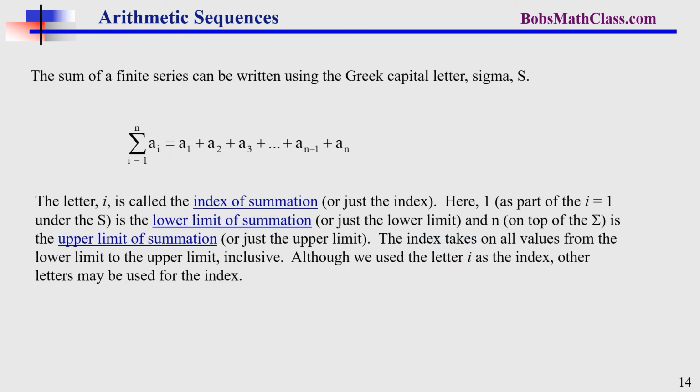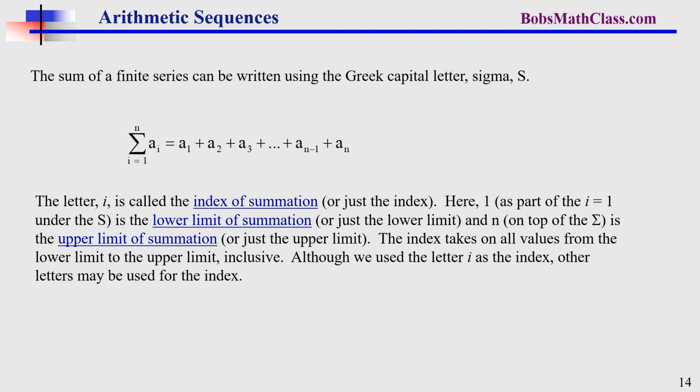Okay, here's some new notation now. The sum of a finite series can be written using the Greek letter sigma. We say it as an S, but it's kind of like that funky little E there. It's actually the capital Greek letter sigma. So it's kind of like that E looking shape.